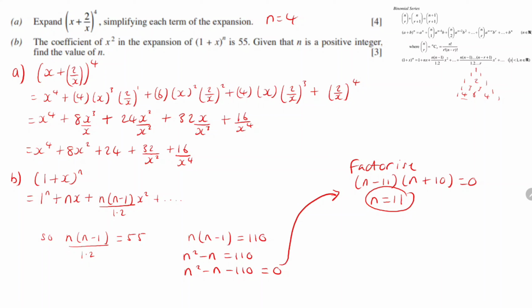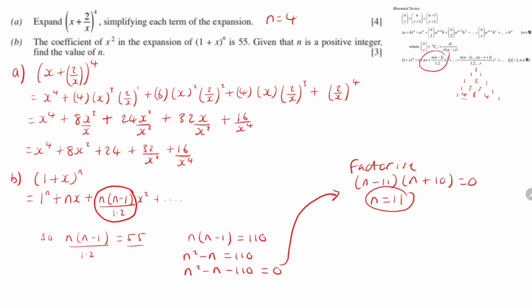Then part B, the coefficient of x squared in the expansion of 1 plus x to the power of n is 55. Given that n is positive integer, find the value of n. So, your first step would have been to expand. Now you could have used that directly. Use the formula here for that. And we're interested in the third term.